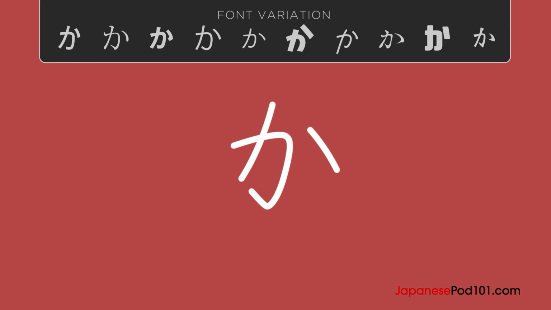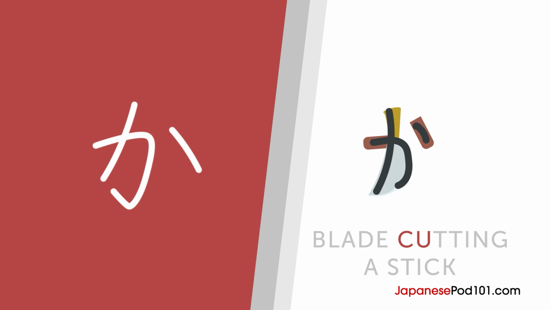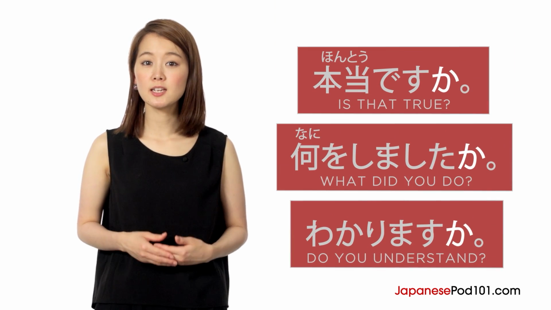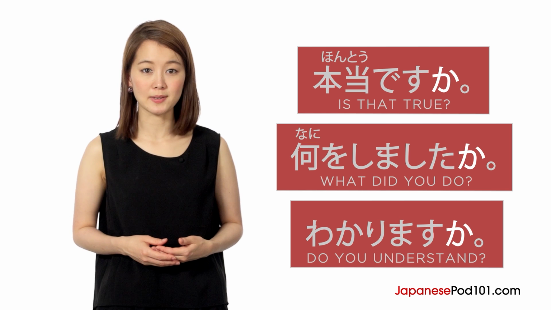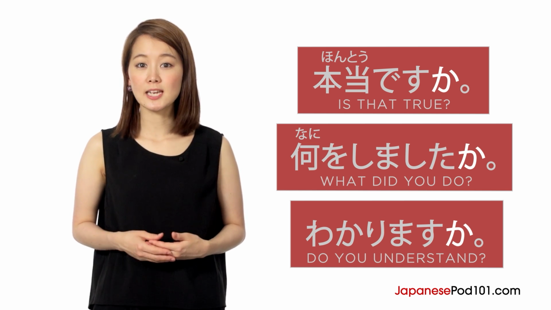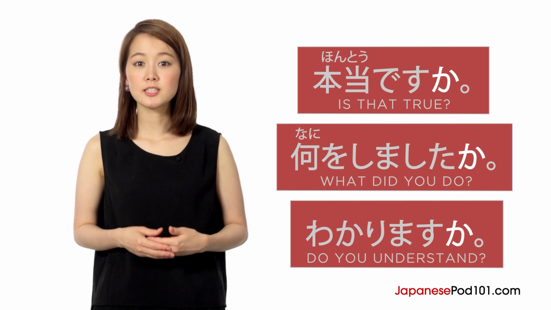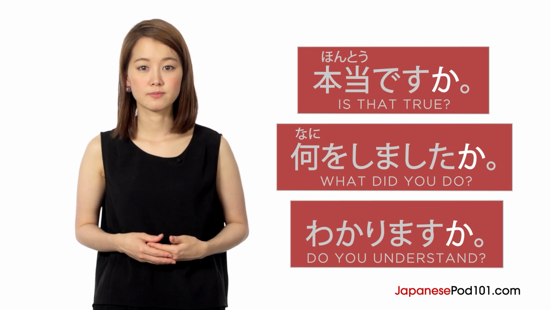The first hiragana character for this lesson is ka. Need help remembering this one? Just imagine it as a blade cutting a stick. Ka is actually a hiragana character that is used a lot since it is the question marking particle in Japanese. So if you see a sentence ending in ka, it is most probably a question.